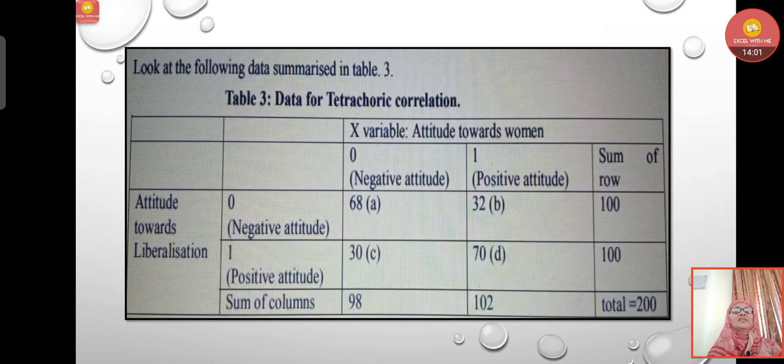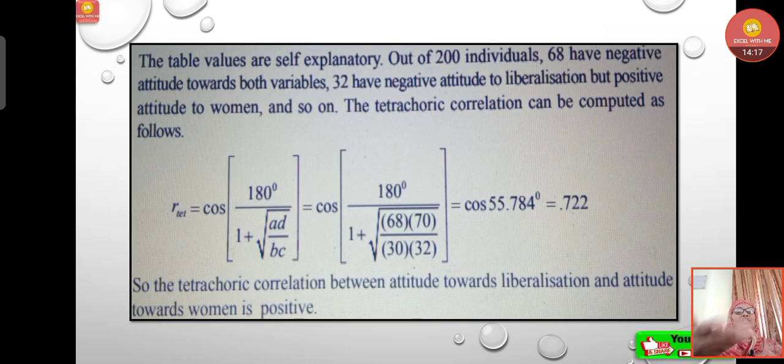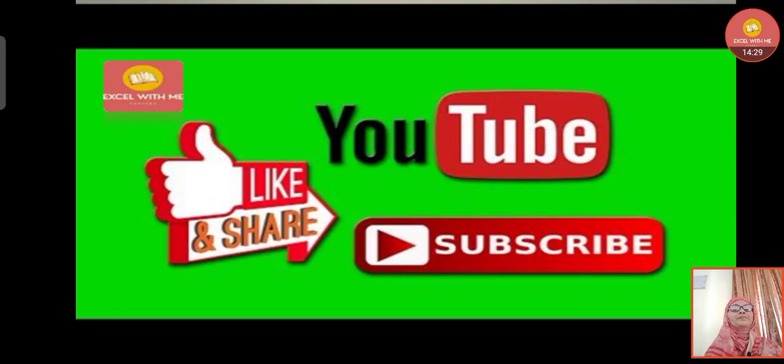Now look at the following data summarized in the table here. That is the x variable, attitude towards women. You can pause the video and please check how the negative attitude and positive attitude and the sum total are given here. The table values are again calculated, and the answer is 0.722. So the tetrachoric correlation between attitude towards liberalization and attitude towards women is positive because it is below 1.